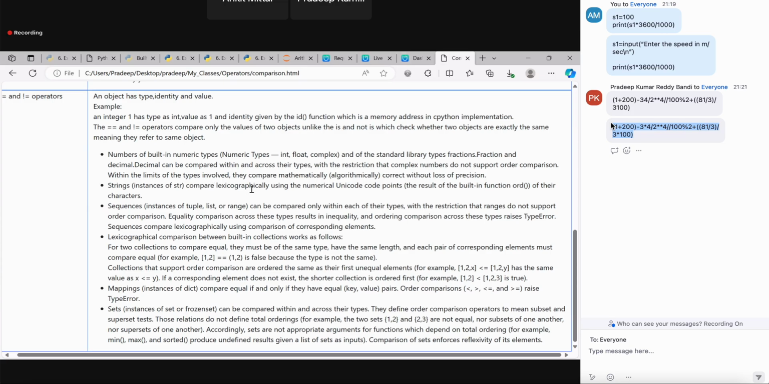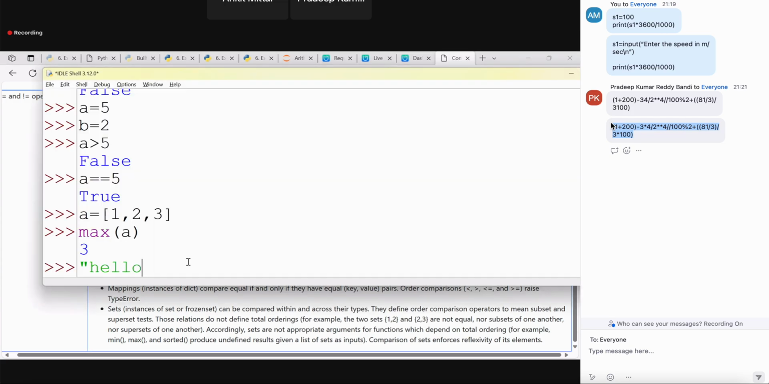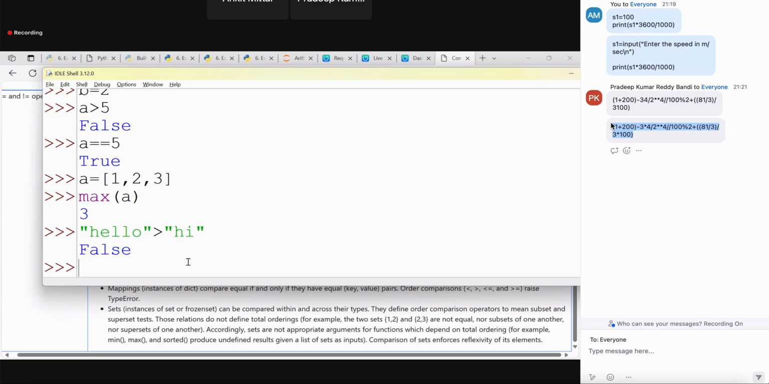Next, strings. Strings compare lexicographically using the numerical Unicode code points. Hello, greater than Hi. It is saying false. So how does it say that? First, H and H, both come first. So based on that, it is giving false. So how do I compare?